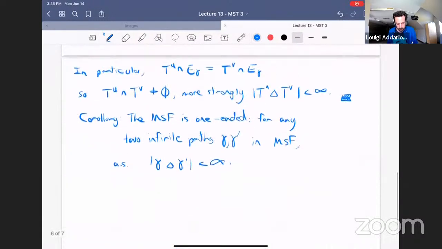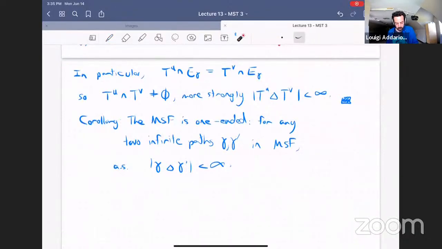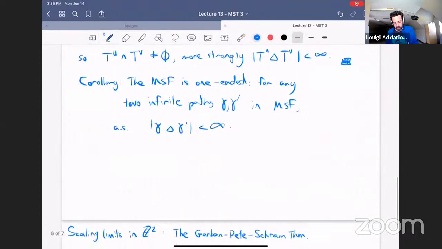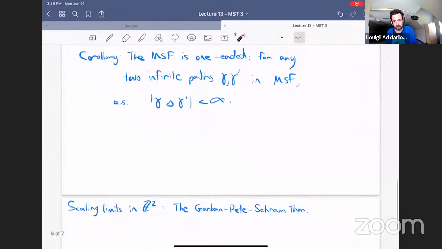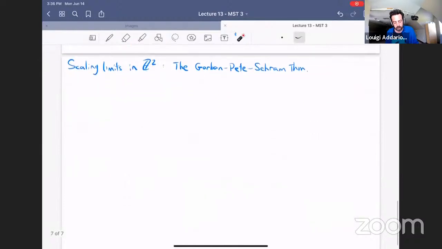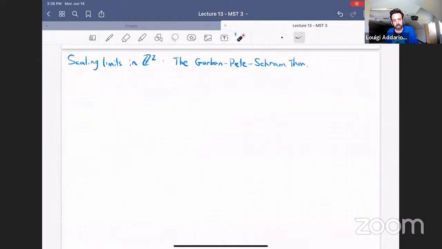I see there's a question, so before I go on to that. The minimum spanning forest is one-ended. Right, so if you think about what this says, it actually says that if you... let me try to explain why it's one-ended in a little more detail on the break. I'd like to just finish with the planar percolation discussion first.